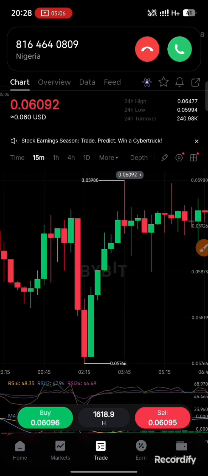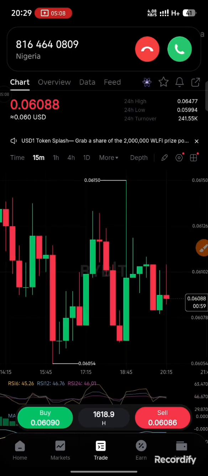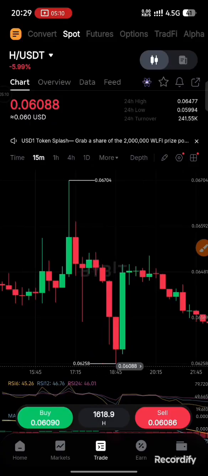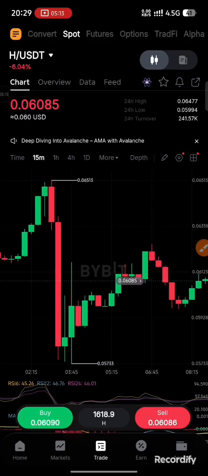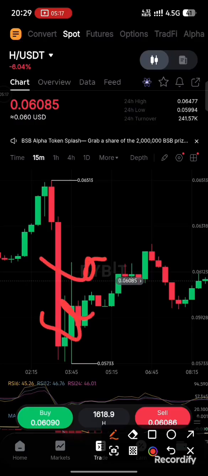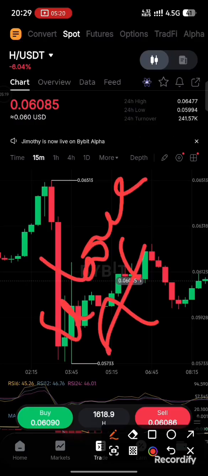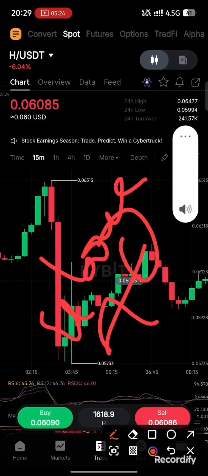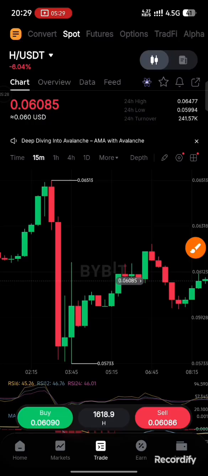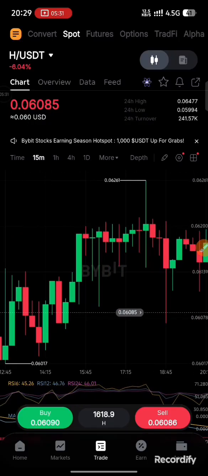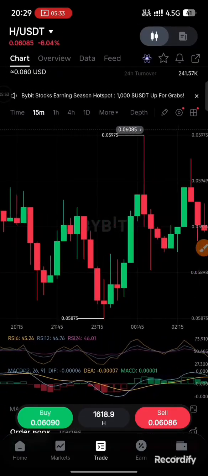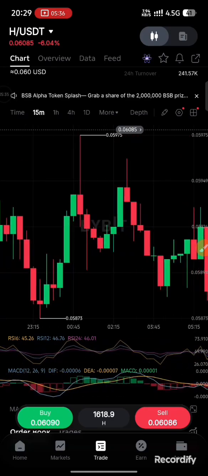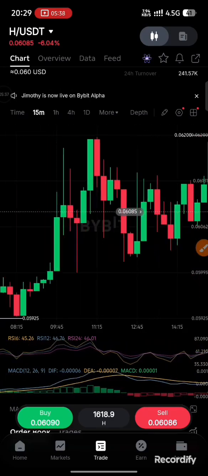As at this place, you realize the RSI was already above 70. As at then, the RSI was already above 70, and the MACD had actually started changing position, crossing the signal line downward, facing down already.